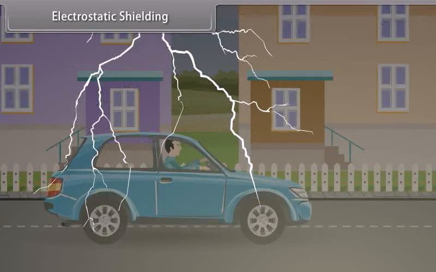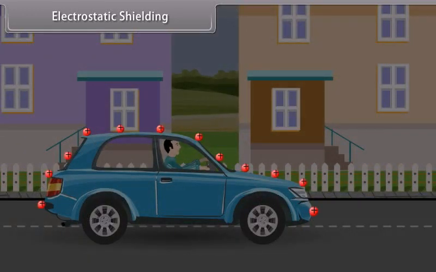For example, in a thunderstorm accompanied by lightning, it is safer to be inside a bus or car rather than near a tree or open ground.